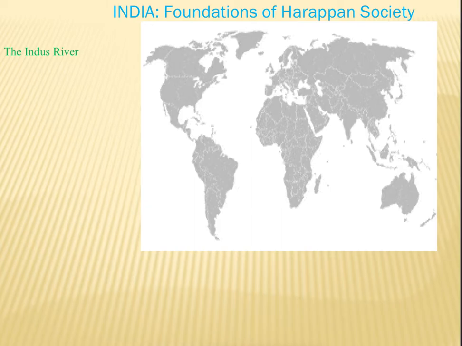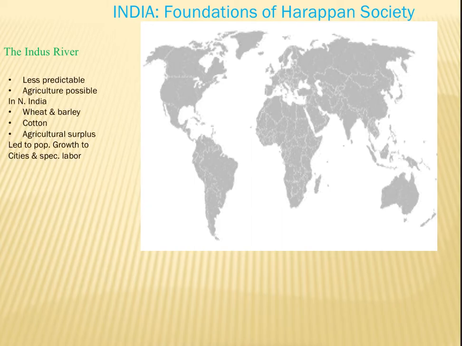So it starts with the Indus River, and the Indus River, kind of like the Nile, is not so predictable. Agriculture, however, is made possible because of this river. The snow caps of the Hindu Kush and the Himalayas melt into the river, and then the river flows down through India and provides the water and soil needed for agricultural purposes. Because of this, they were able to produce wheat, barley, and cotton.